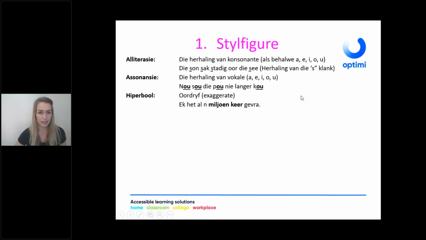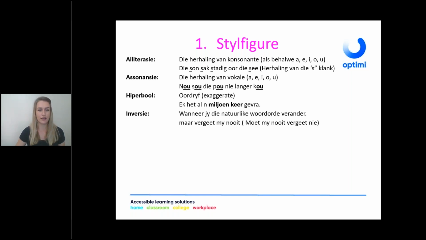Dan 'n hyperbool, dit is as jy oordryf, that is when you exaggerate. That is, for example, when someone says, ek het jou al 'n miljoen keer gevra. Someone didn't actually ask you a million times. It was impossible for them to count how many times they had asked you, but they were just saying that they have asked you a lot.